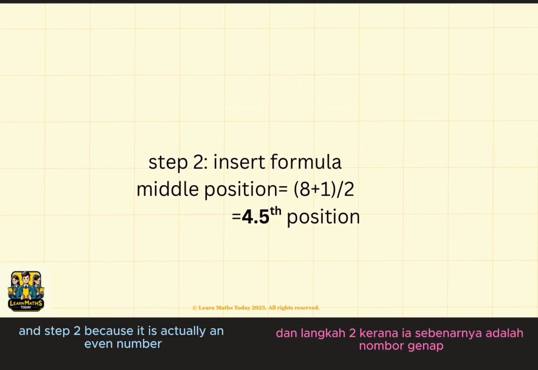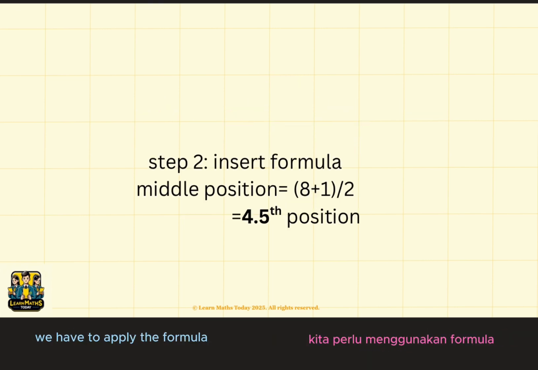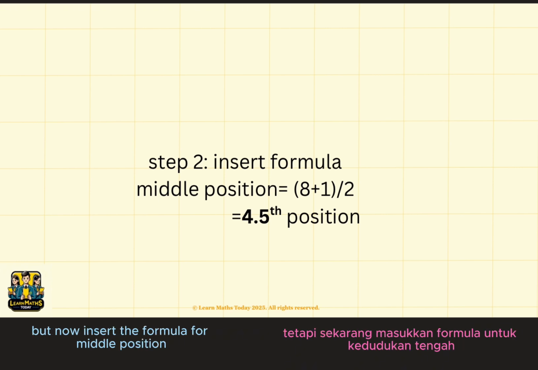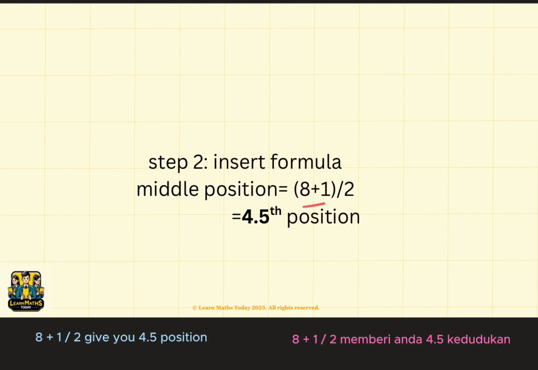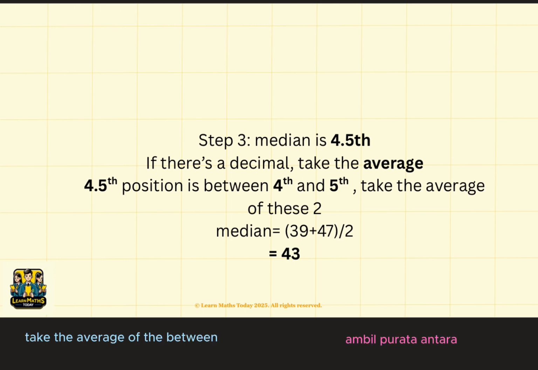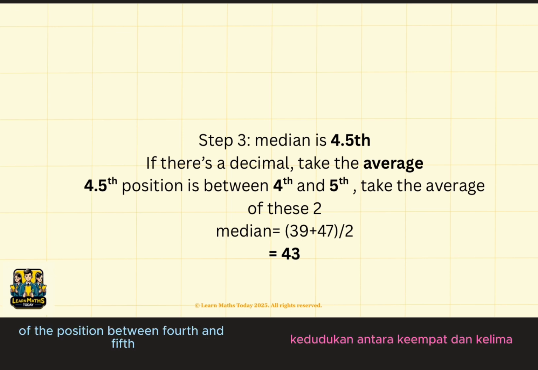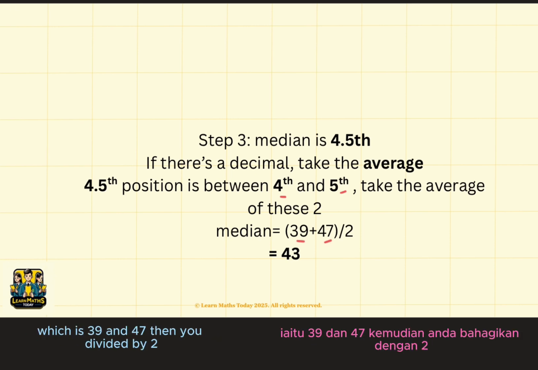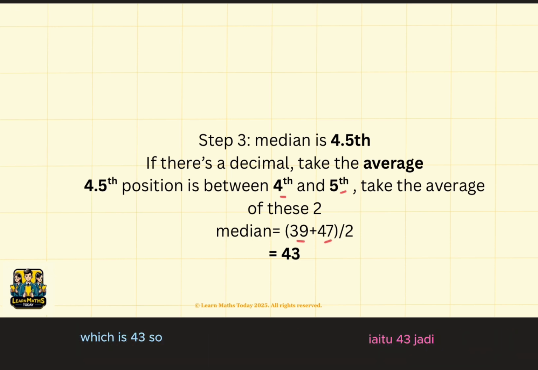And step 2, because it is actually an even number, we have to apply the formula. Actually, we have to apply a formula for everything. Now insert the formula for middle position: 8 plus 1 divided by 2 gives you 4.5 position. So the median is at position 4.5. If there's a decimal, take the average of the positions between 4th and 5th. So take the average of these two, which is 39 and 47. Then you divide by 2, which is 43.